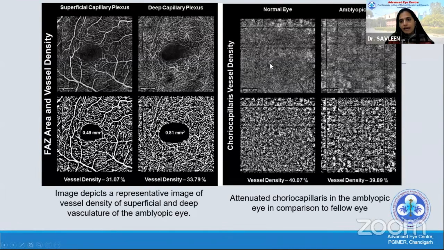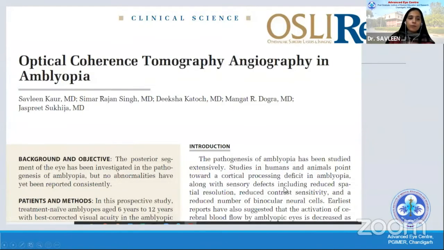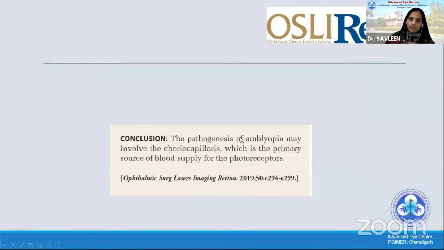You see, the normal eye has a pattern which is regular, and in the amblyopic eye, we saw these attenuated choriocapillaries in comparison to the fellow eye, and also the vessel density was reduced. So we concluded that the pathogenesis of amblyopia may involve the choriocapillaries with our study. Maybe they are the source of nutrition for the retina, and perhaps this is where we need to study more the pathogenesis of amblyopia.